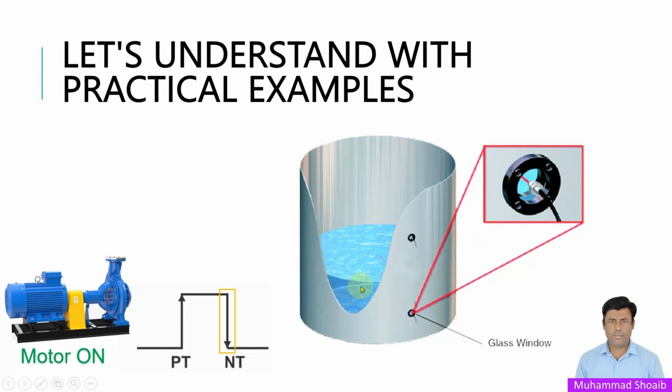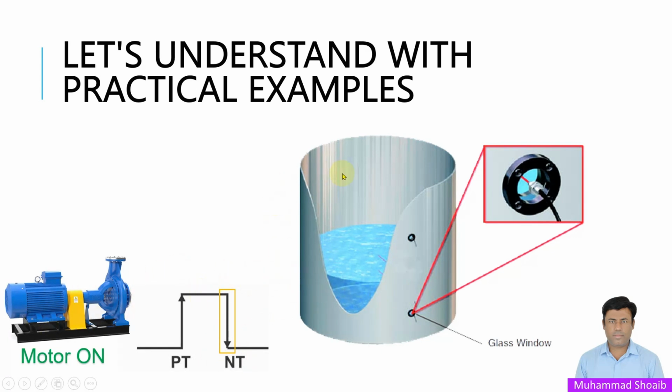So it means once the level goes below this sensor, the negative transition edge will happen. Like the sensor is 1 in the normal case. Once the water level goes down, the 1 to 0 transition will happen. So once the negative transition happens, the motor will start.